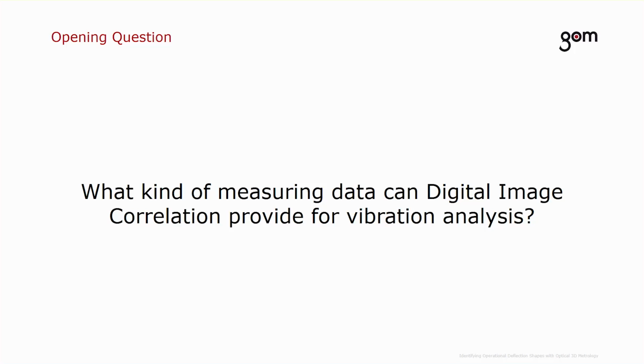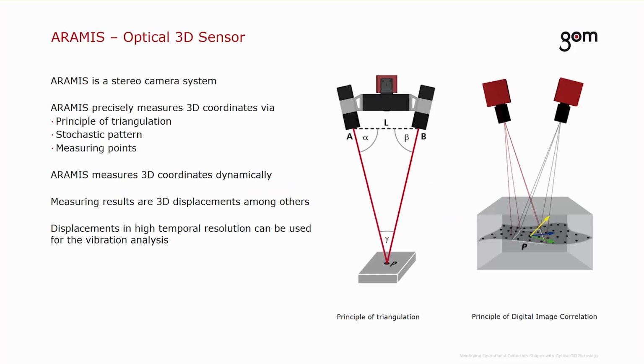Let me start with a question that we got asked often in the past, and the question was, what kind of measuring data can digital image correlation provide for my vibration analysis that I want to carry out? And the answer to that question is that digital image correlation can provide precise measurements of displacements in 3D.